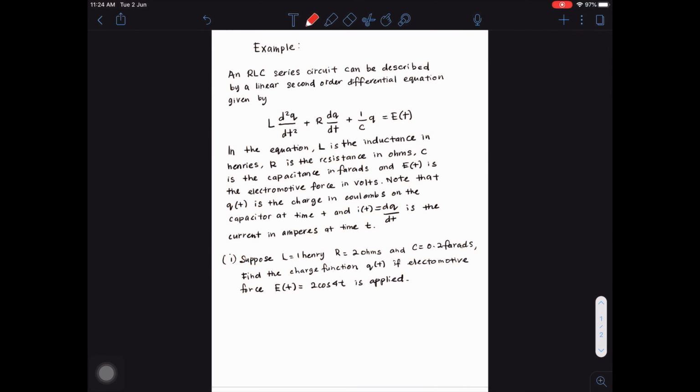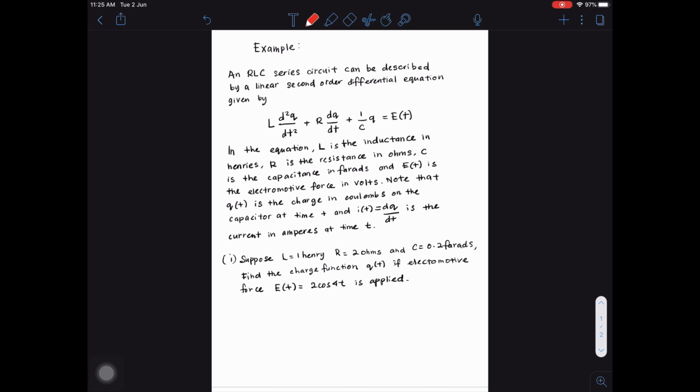Hi everybody, so today we will continue to see one example on application of second order ordinary differential equations. This is the application question involving second order ordinary differential equations. When you get this type of question, the first thing you need to do is not to panic. You need to read carefully and analyze all the information given to you in the question.